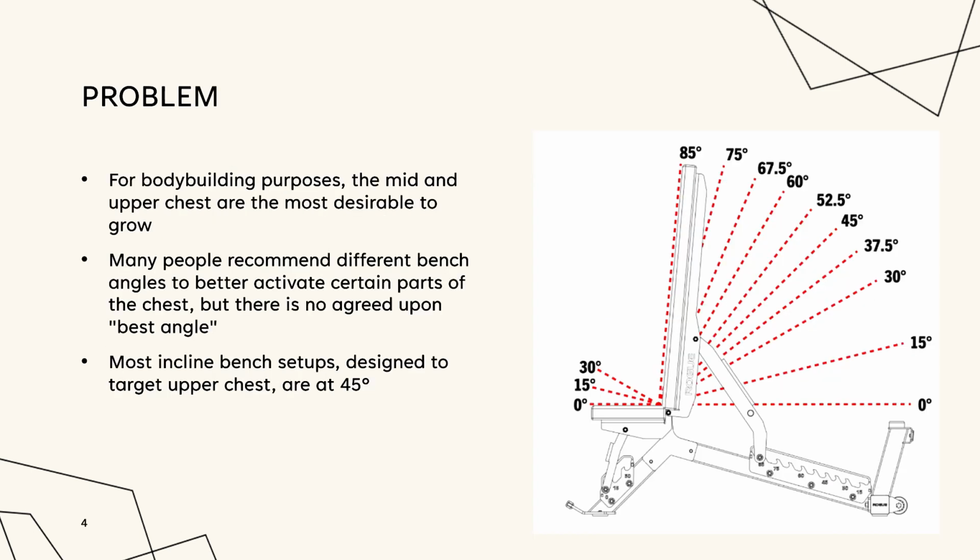So now onto the problem. As we just mentioned, changing the angle on your bench press is going to affect which muscles are being targeted the most during that exercise, and nobody knows exactly which angle is the best to target certain parts of your chest, such as the upper or mid chest. There are lots of varying sources online giving different recommendations, and our goal is to figure out which is the optimal angle to bench press at for each part of the chest.